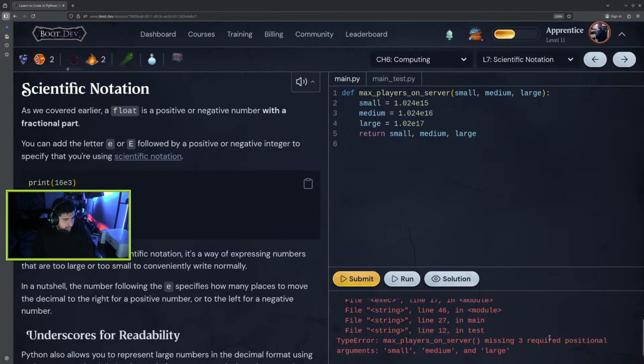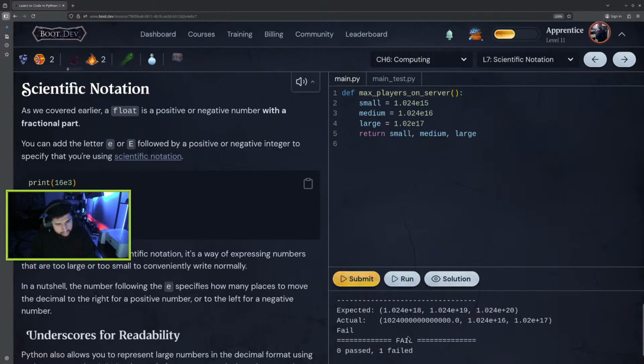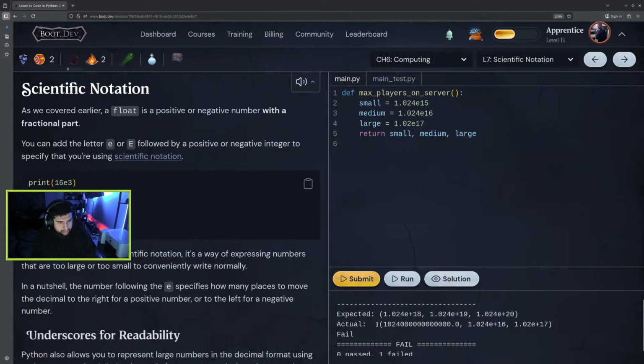Missing 3 required positional arguments. Small, medium, and large. If I remove all this, it works-ish, but it doesn't give me the expected. The first one comes out as 1, 0.